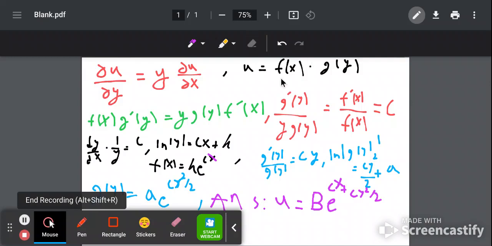The way we do that is we introduce a function u. We let u be a product of a function of x, f of x, and a function of y, g of y. We just follow the order that the question gives. So the partial of u with respect to y, we treat anything other than y as constant. The left-hand side becomes f of x, which stays the same, times g prime of y, because that's the derivative. That's equal to y times the partial of u with respect to x, which is f prime of x in this case, because we're taking the derivative with respect to x, and the g of y stays the same.